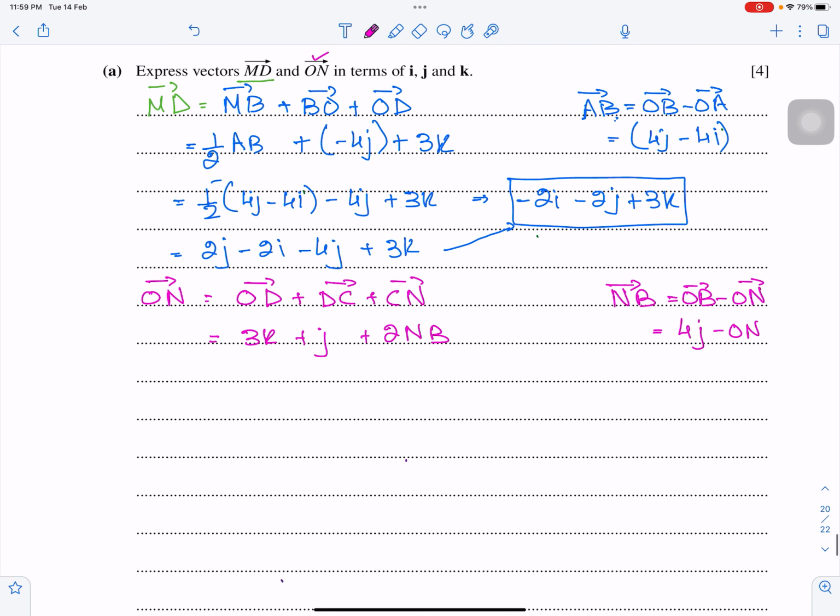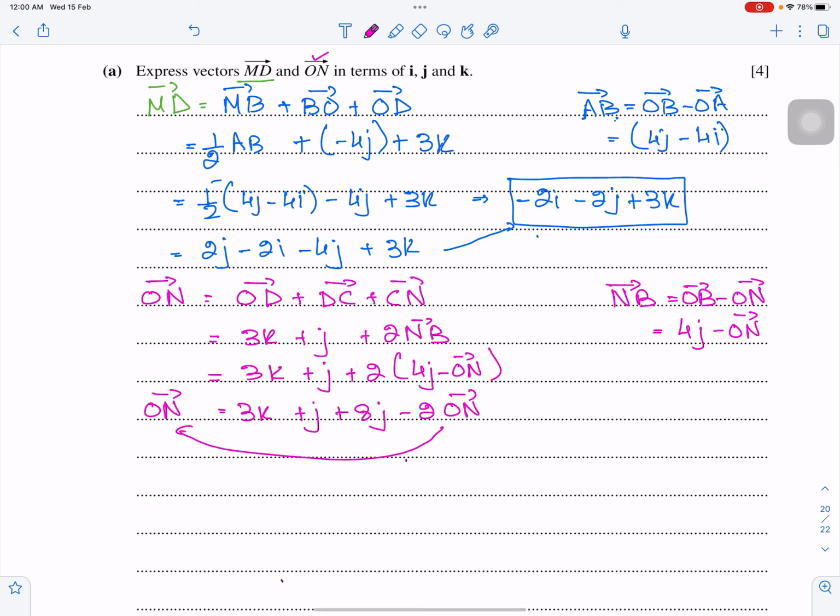So let's plug in the values here. So it will be 3K plus J plus 2 times (4J minus ON). Okay, for vectors, please use this symbol. If I forget, you don't forget. Okay, so it is 3K plus J plus 8J minus 2ON. Now I have ON on the left hand side and right hand side. I'll bring it to this side. It will become 3ON. So here I have 3K plus J plus 8J.